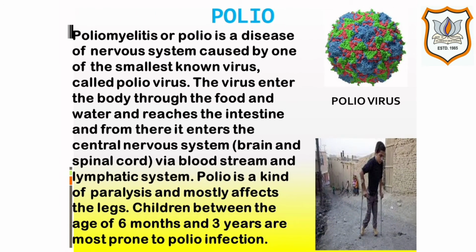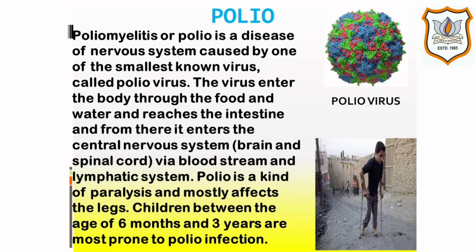Our next disease is polio. Poliomyelitis or polio is a disease of the nervous system caused by one of the smallest known viruses called poliovirus. The virus enters the body through food and water and reaches the intestine, and from there it enters the central nervous system, that is brain and spinal cord, via blood stream and lymphatic system.